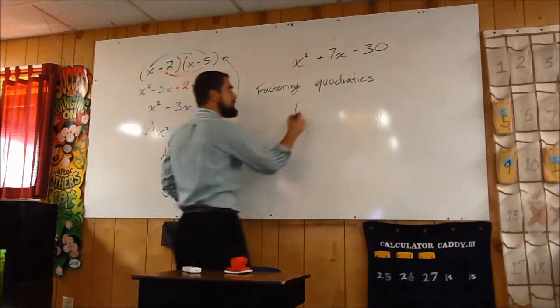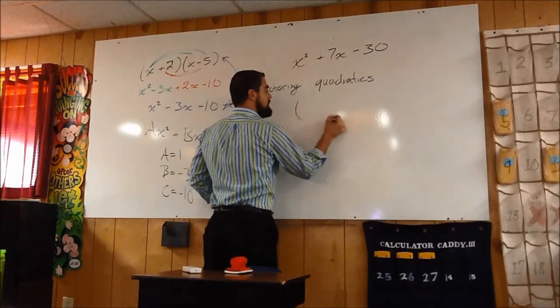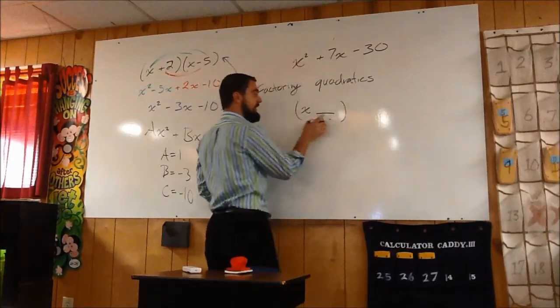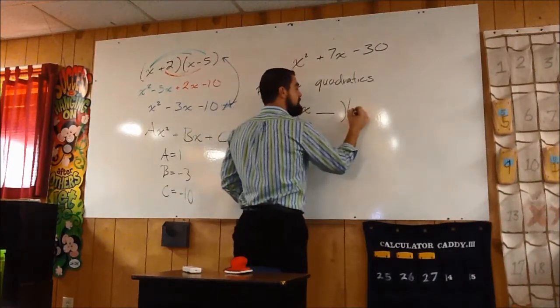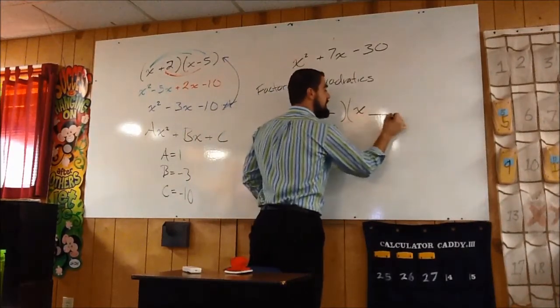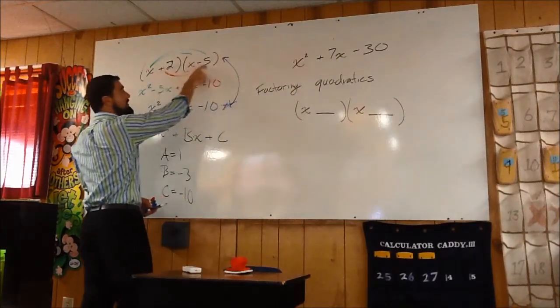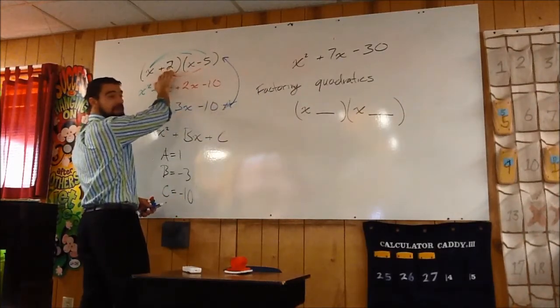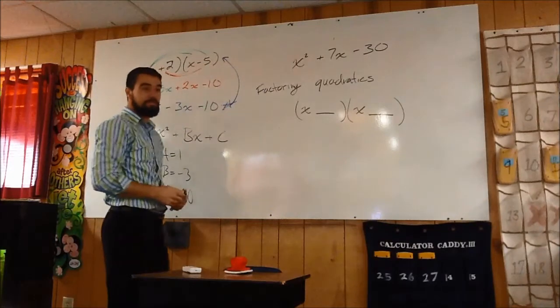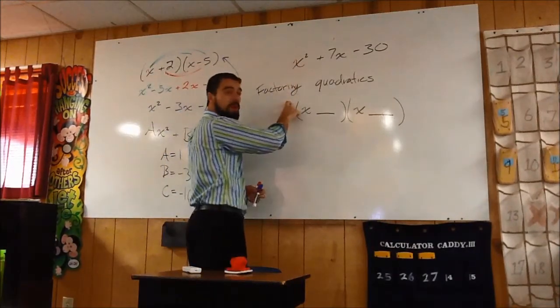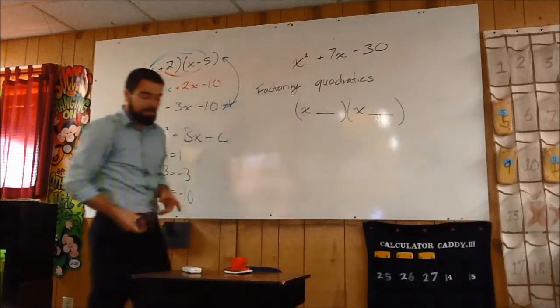we need multiplication, a product of two binomials. So I'm going to have x plus or minus something, this would be my first binomial, times another binomial, x plus or minus something. I need to figure out what these values are, these plus or minus somethings. So we're going from here to a product of binomials.